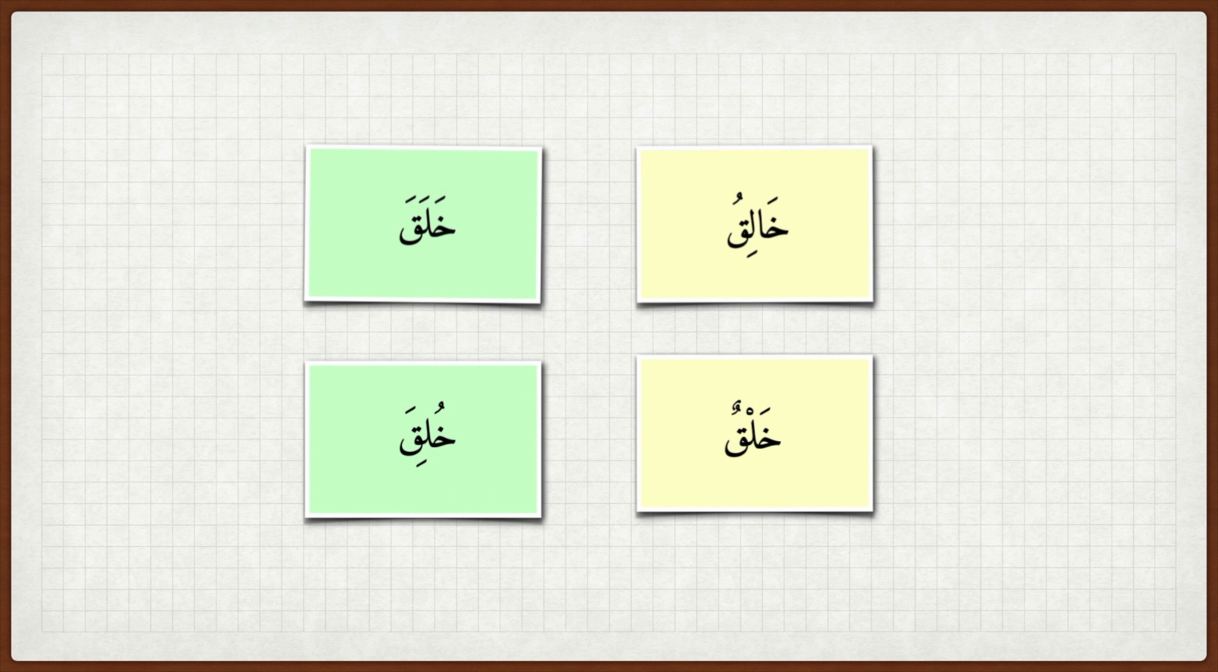Khalaqa, he created. Khaliqun, creator. Khuliqa, was created. Khalqun, creation. Root creates verb and noun. خلق and خلق are verbs. خلق and خالق are nouns.